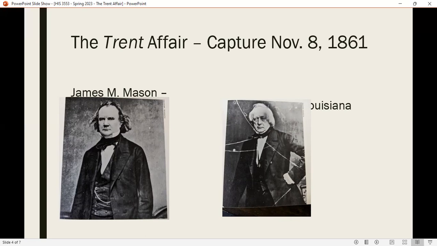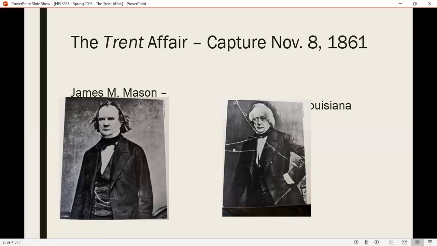While that's going on, a Union warship is returning from the African coast, named the San Jacinto. There's a Texas connection there. The San Jacinto also stays in the same port in Cuba as these two gentlemen, and the captain learns that these two gentlemen are going to board the British steamer and go off to Europe.